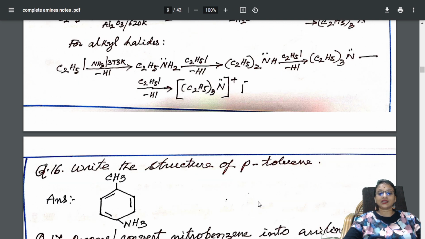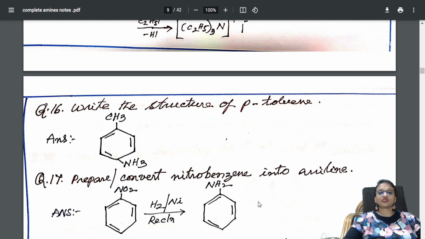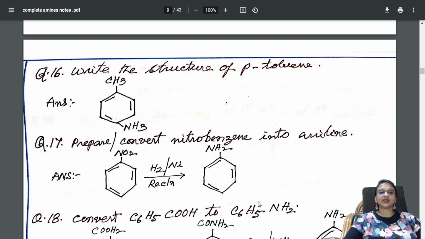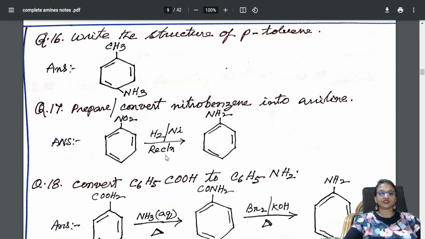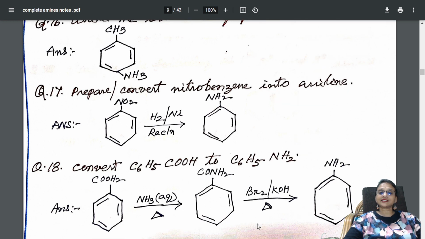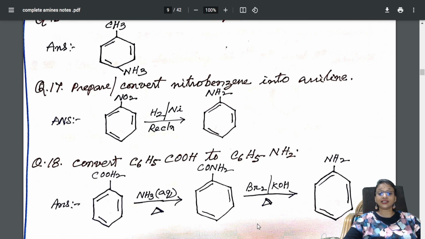Done. Next comes: write the structure of p-toluidine. Okay, done. Convert nitrobenzene to aniline. Done. Which is the reducing agent used? Convert benzoic acid to aniline.